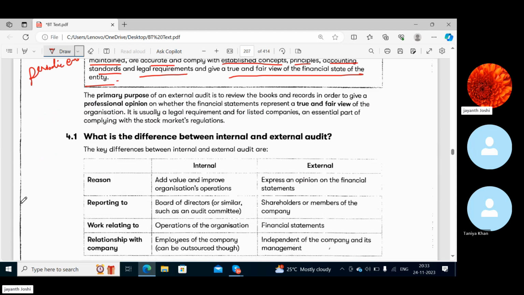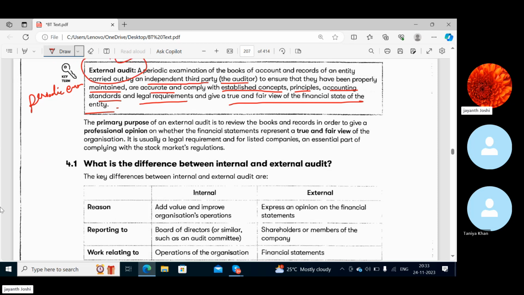Next, the primary purpose of an external audit is to review the books and records in order to give a professional opinion. So the primary purpose of an external audit is to what? Review the books and records in order to give a professional opinion on whether the financial statements represent a true and fair view of the organization. They are the ones who audit and review the books of accounts and records, and give a professional opinion on whether the financial statements of the organization are true and fair.